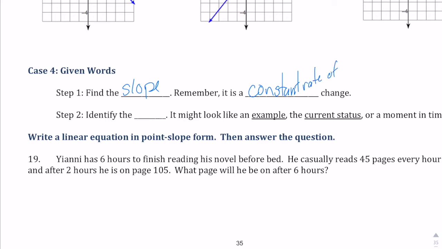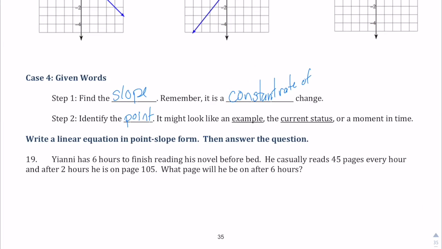Sorry, not quite enough room there. And we're going to identify the point. It might look like an example or the current status or just kind of like a moment in time. So here we'll look at the following example.